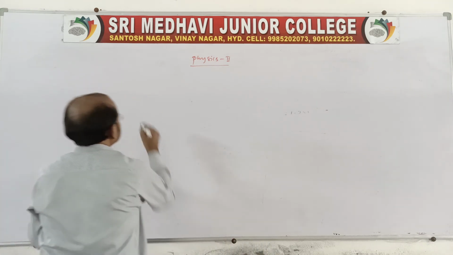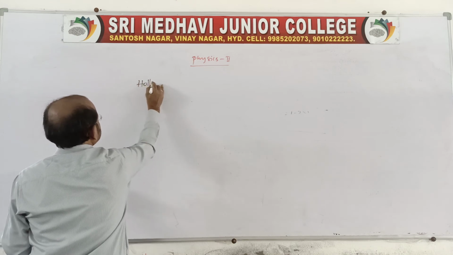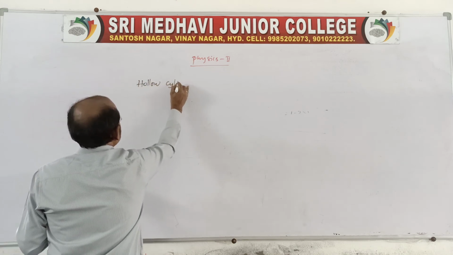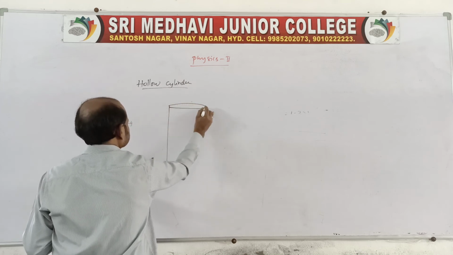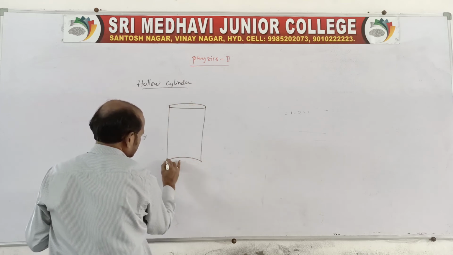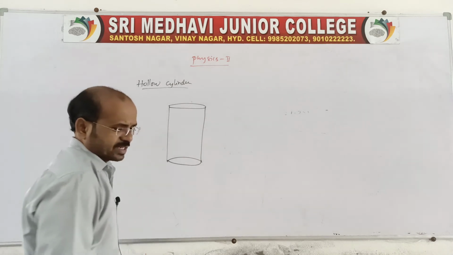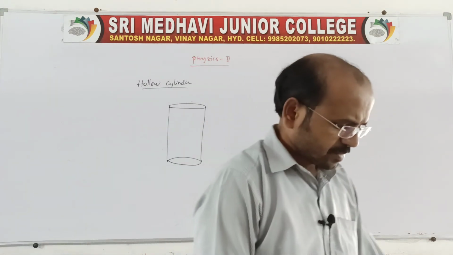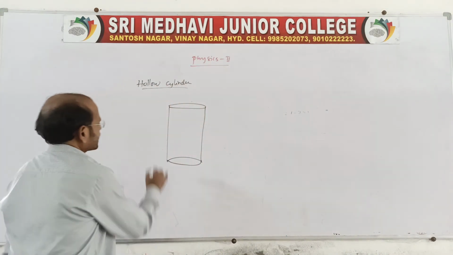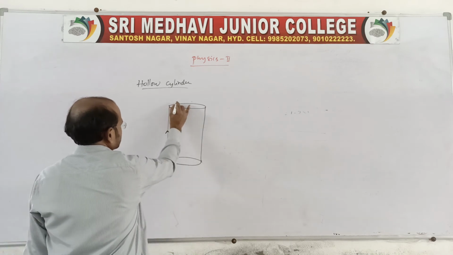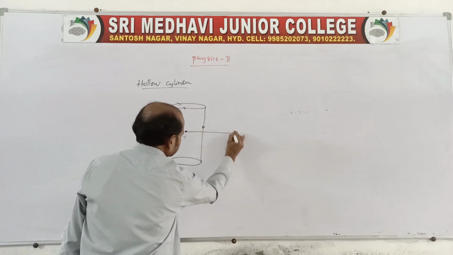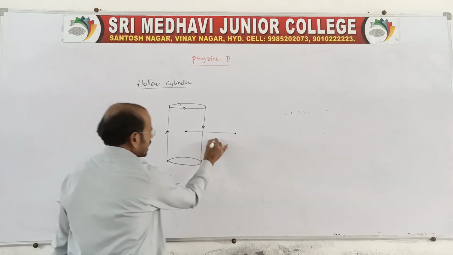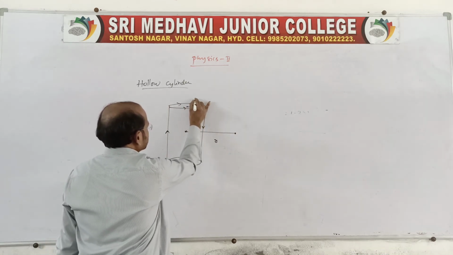See, a hollow cylinder is given, and it is carrying a current. You draw the hollow cylinder like this, right? The cylinder has radius capital R, and there is a current carrying through the cylinder, which may go like this. We are asked to find the magnetic induction at a distance r, but the cylinder radius is capital R.